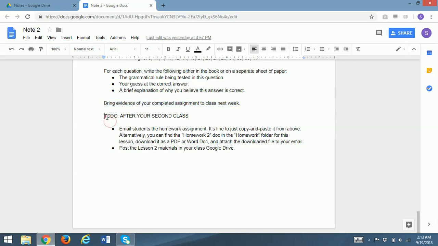And then here, to do after your second class, I'll put this at the bottom of every note. It'll basically say the same thing. Week 1 has extra stuff, but from here on out, there's 2 things you have to do at the end of every class. One is email students the homework assignment, to make sure they get it. And 2 is you post the lesson 2 materials, or the lesson whatever for whatever week materials, into your class Google Drive that you created last week.